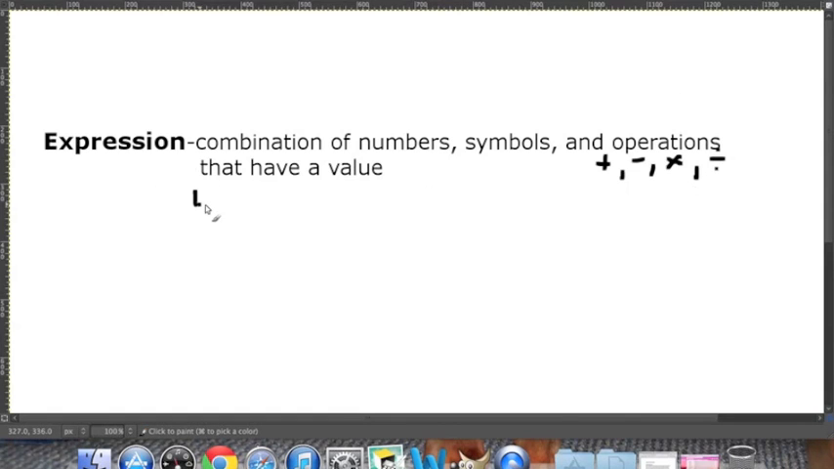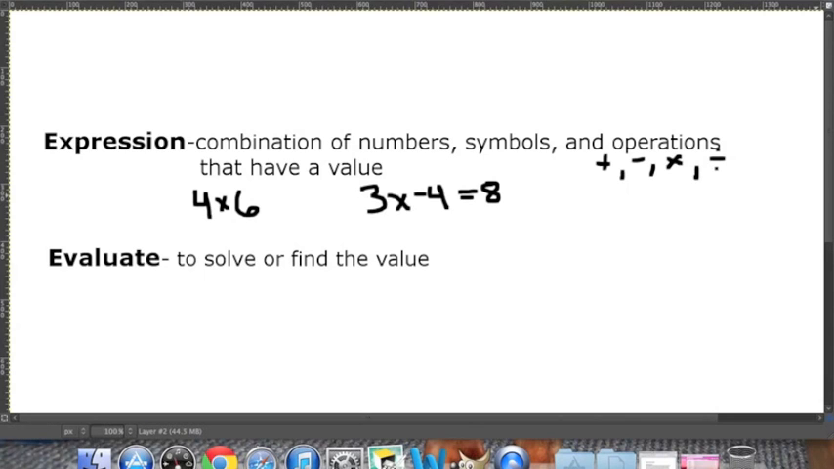So an expression would be 4 times 6, because you know that 4 times 6 equals 24, and that's a numerical value. Another expression would be something like 3x minus 4 equals 8, because we know that x has to have a specific value for this to equal 8. Another important term is evaluate. And evaluating just means to solve or to find the value. So like up here, we knew that 4 times x was 24. And up here, we know that 3x minus 4 equals 8, that x is going to be equal to 4. Because 3 times 4 is 12, minus 4 equals 8.